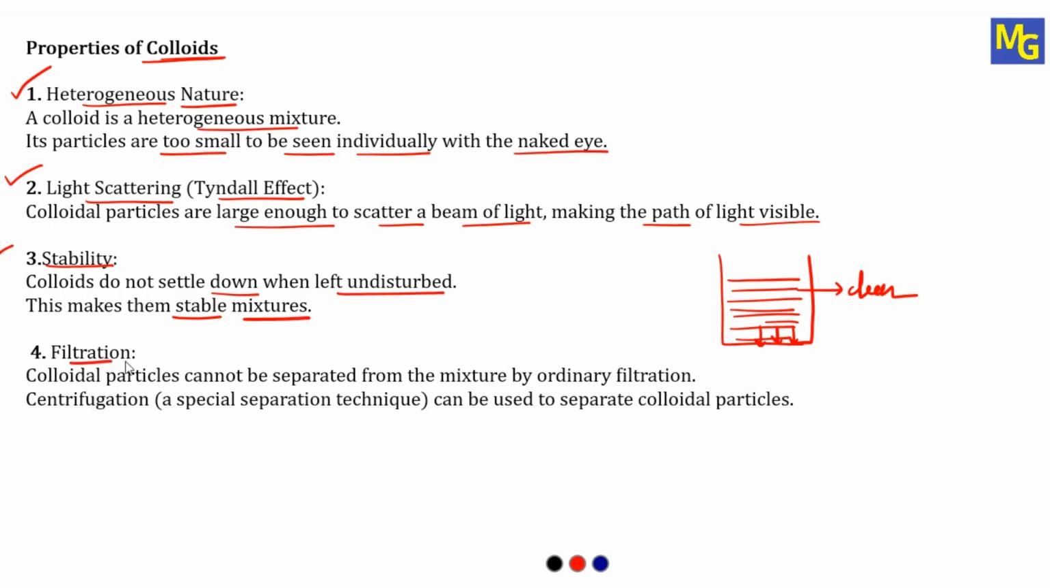Fourth one is filtration, using a funnel, a beaker and filter paper. Colloidal particles cannot be separated from the mixture by ordinary filtration. If you transfer this milk from the beaker through a funnel having filter paper, the milk particles, proteins and fats do not get left behind in the funnel. The milk will come down into the beaker as filtrate as it is. So we cannot separate milk particles from water, and that's why the ordinary filtration method cannot be used for separation.